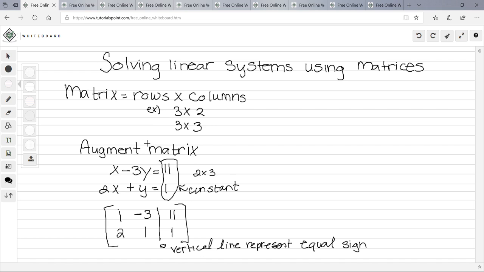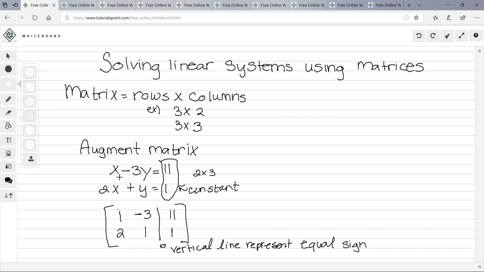And then an augmented matrix is, here's something: they give you a system of equations, x minus 3y equals 11 and 2x plus y equals 1. So what kind of matrix is this? This is a 2 by 3 because it has 2 rows, 1, 2, and it has 3 columns, 1, 2, 3.